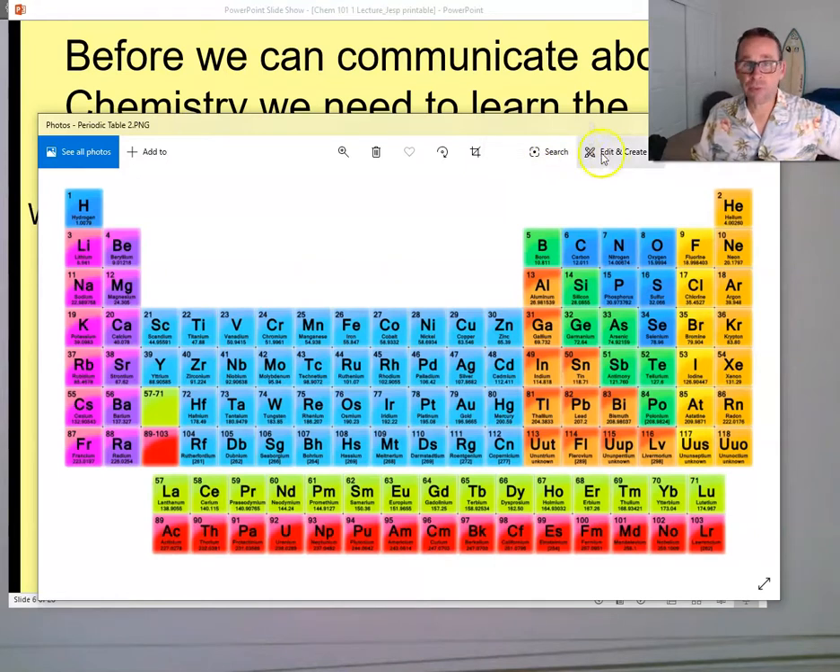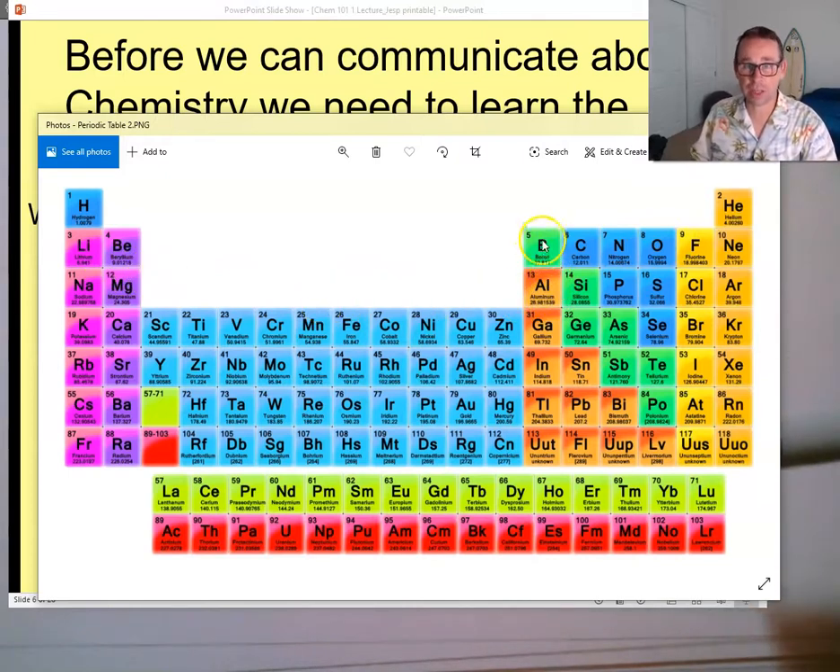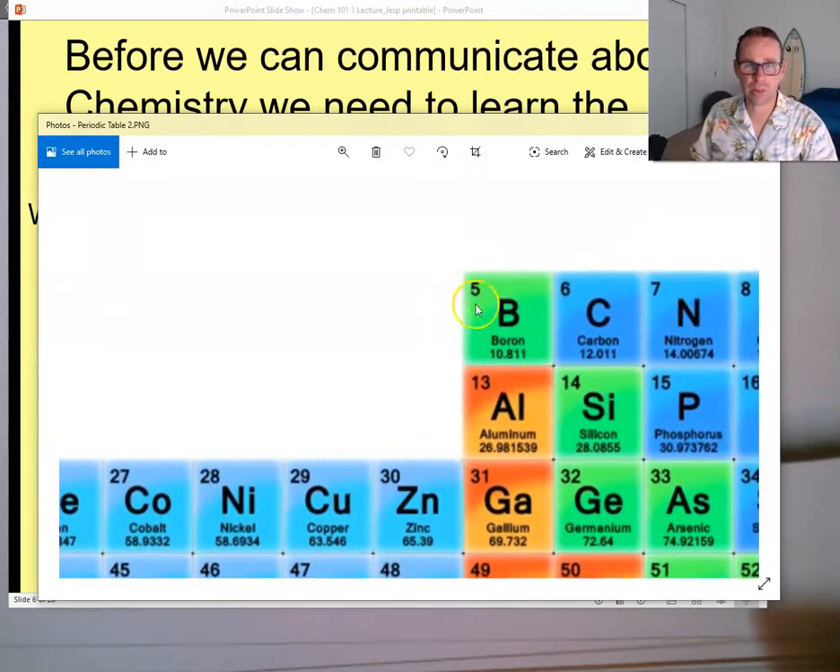And they differ from each other by the number of protons that they have in their nucleus. And the number that each element is given is the number of protons that that atom, that kind of element, has in its nucleus. So if I look at boron here, that 5 there tells me that in the nucleus of boron there are 5 protons.